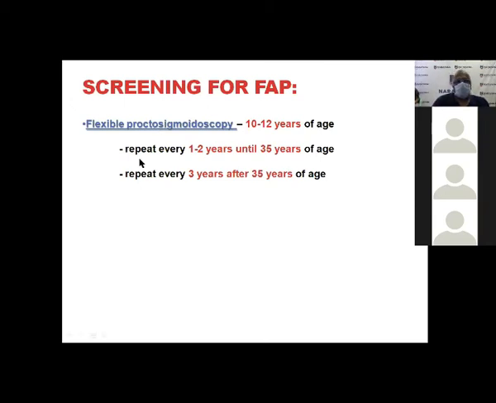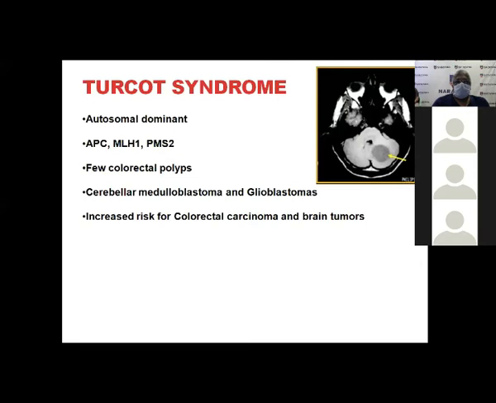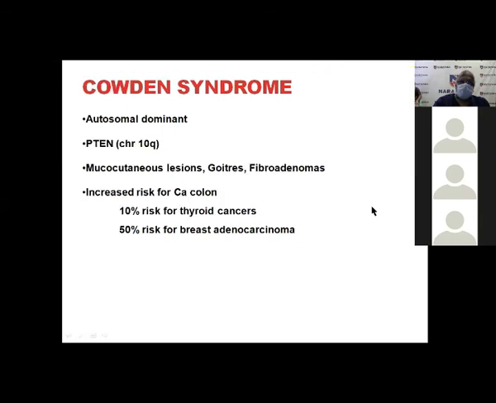Other than proctosigmoidoscopy, we can get a complete colon view. Nowadays, we have switched over to a complete colonoscopy. Turcot syndrome: you get a medulloblastoma or a glioblastoma in the brain. Autosomal dominant, APC, MLH1, PMS2, few colorectal polyps. I'm yet to see a Turcot. Increased risk of brain tumors. It's only for completion's sake.